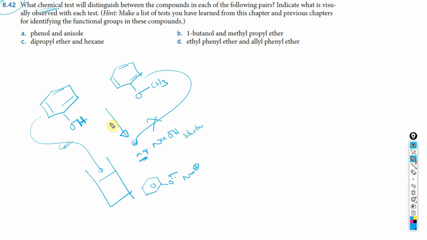So this will dissolve and be completely miscible in water. This will not, which is going to give you a visual indication about what kind of molecule you have. So that is the first one. This will dissolve into a clear solution, this will not.